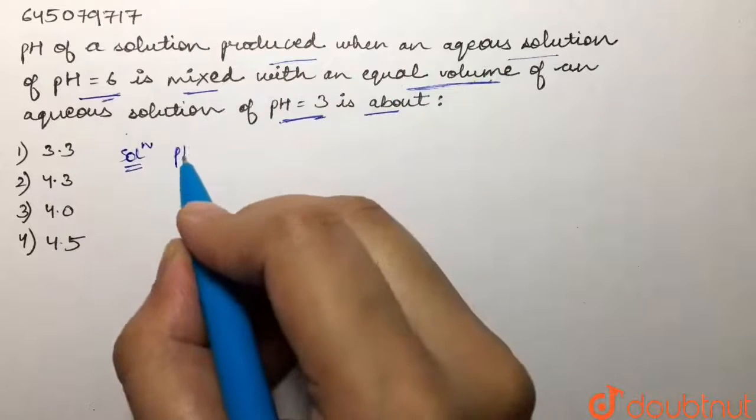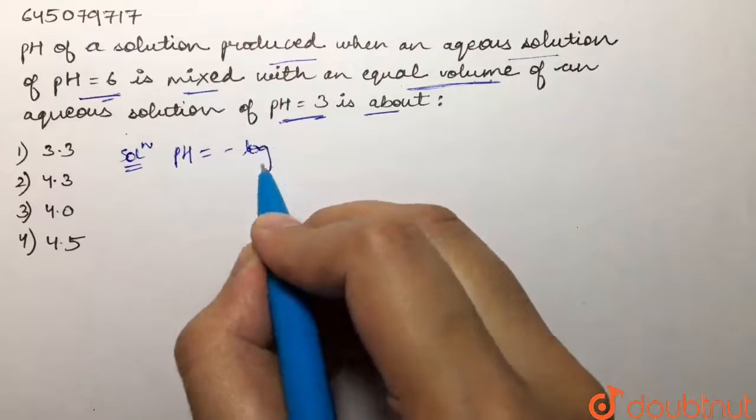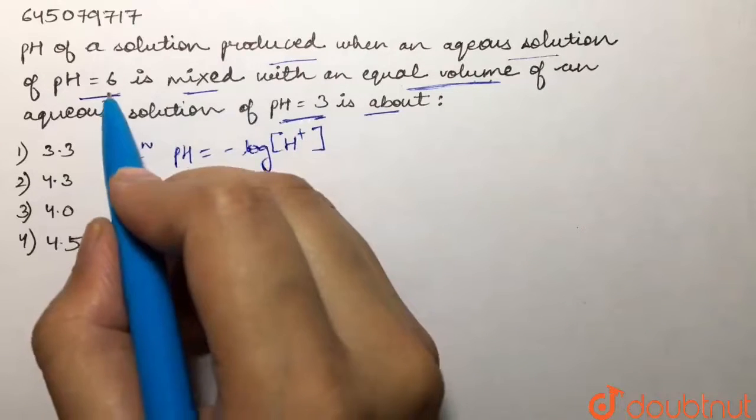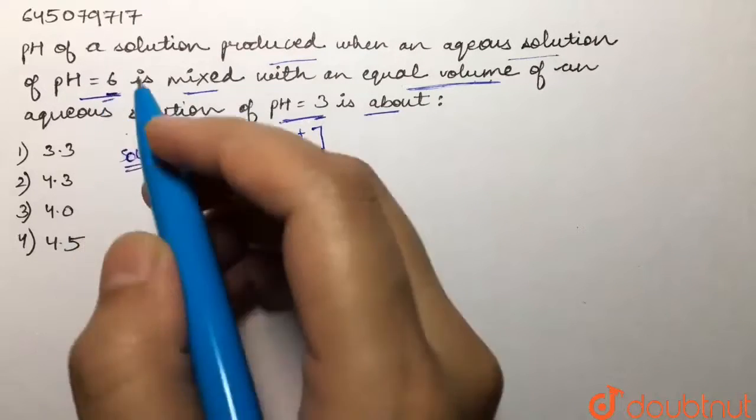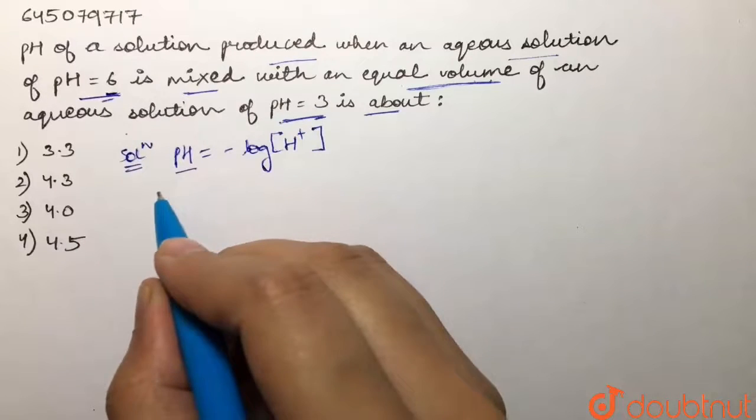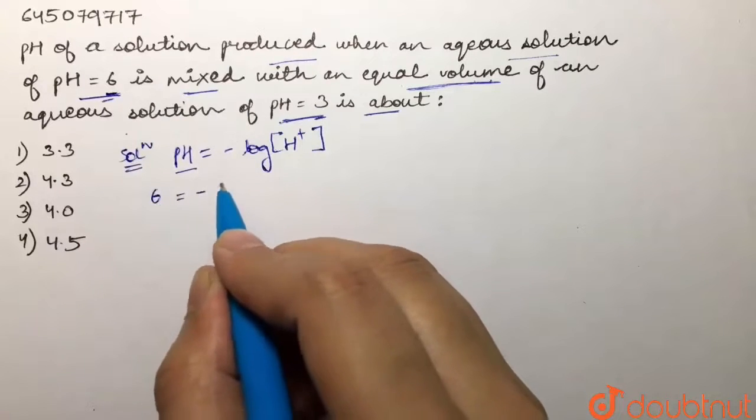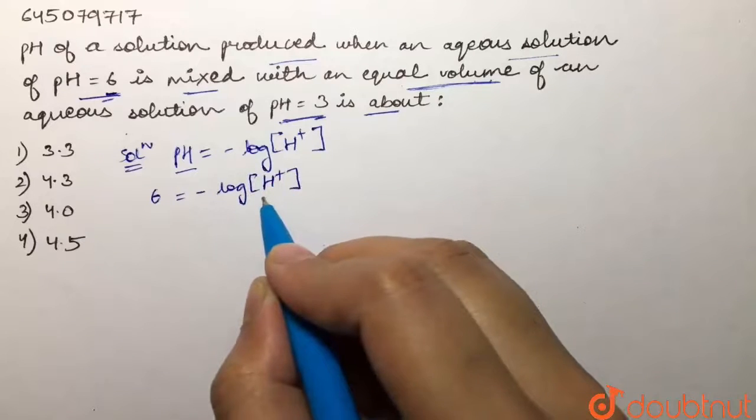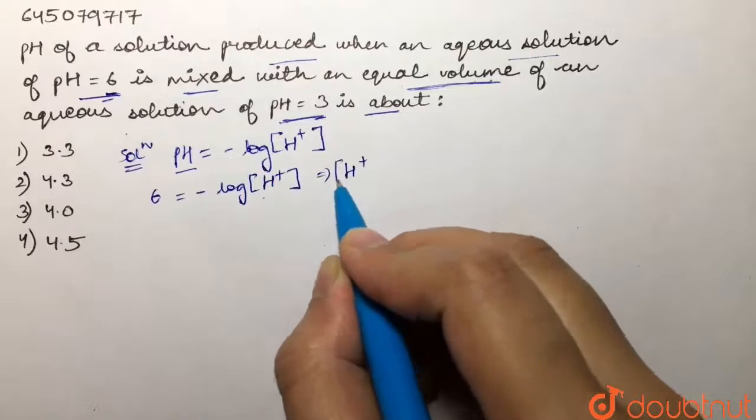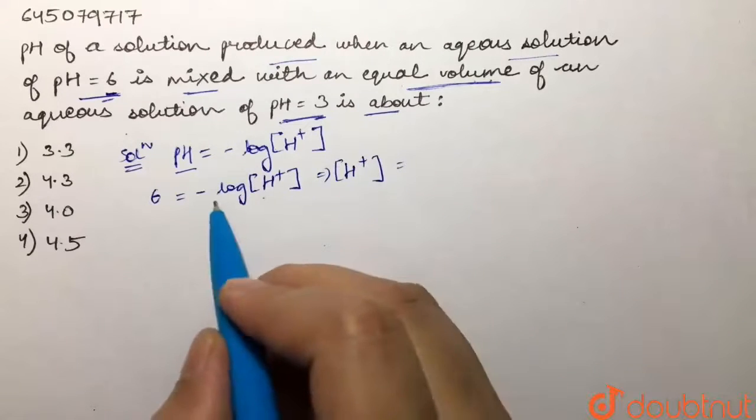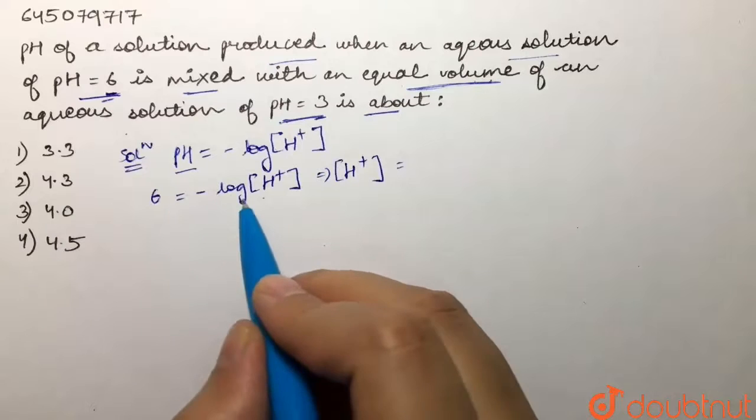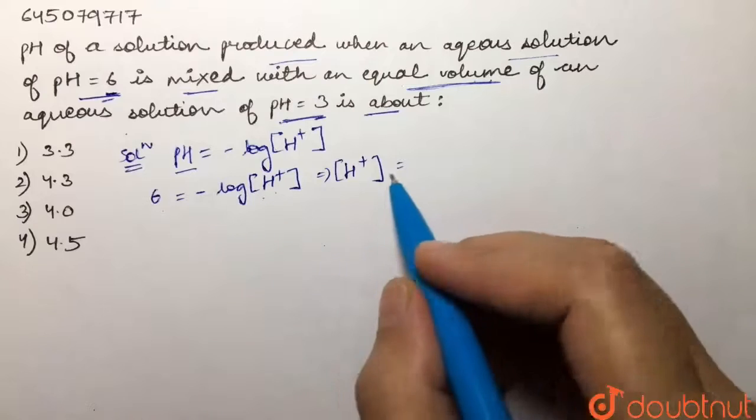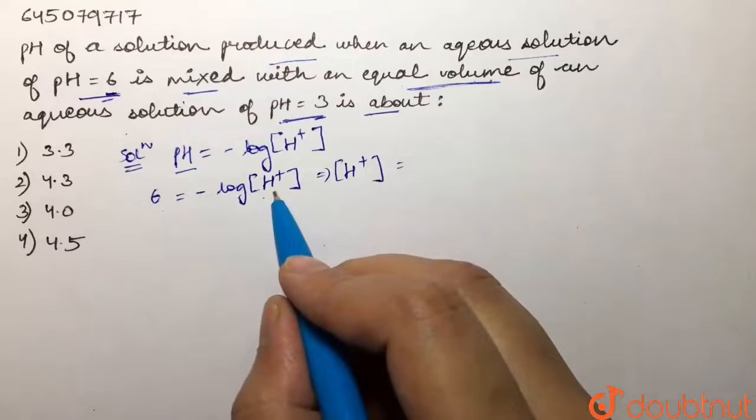So first of all, what is pH? pH we know is minus log of hydrogen ion concentration. In the first case, pH is equal to 6, that means 6 is equal to minus log of H positive ion concentration. So from here we can find the H positive ion concentration. It would be equal to the antilog of minus 6, because minus log H positive is 6.